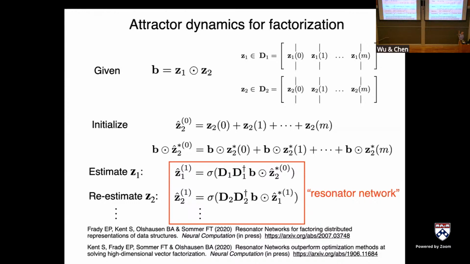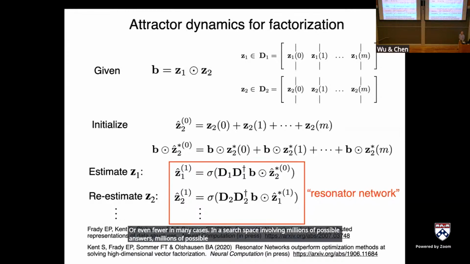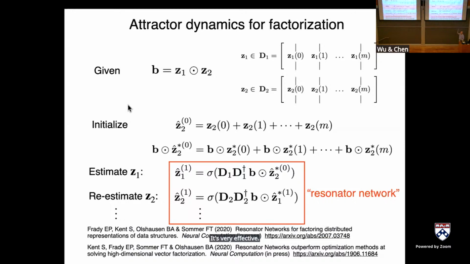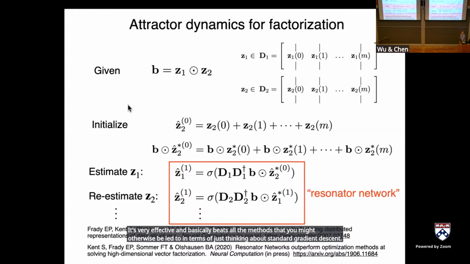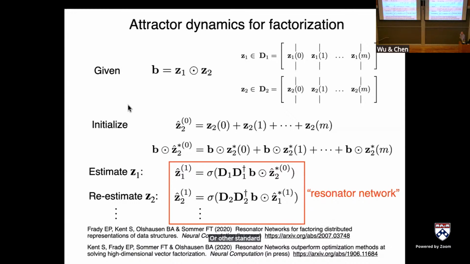In a search space involving millions of possible answers, millions of possible solutions, it can very quickly hone in on a solution. It's very effective and it basically beats all the methods that you might otherwise be led to in terms of just thinking about standard gradient descent or other standard optimization methods.